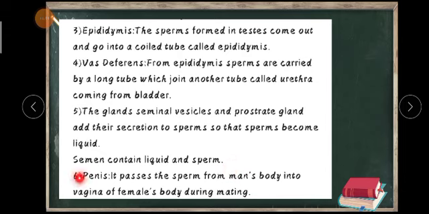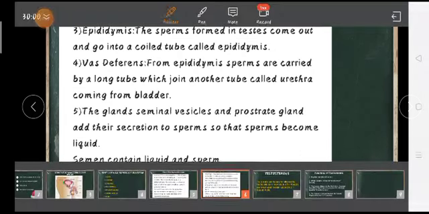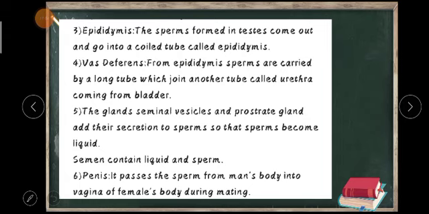Final part is the penis. Penis is the pathway through which the sperm passes from a man's body into the vagina of the female's body during mating. When copulation is there, or when sexual intercourse is there, at that time from the penis only, from the man's body, the sperm will come out and it will pass into the vagina of the female. And this results in the reproduction of a new individual. Is it clear? So after that only fertilization can occur.